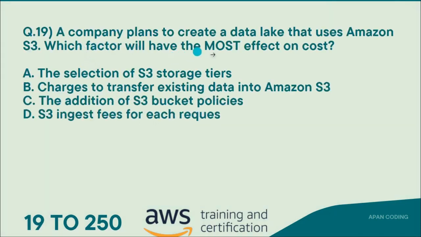A company plans to create a data lake that uses Amazon S3. Which factor will be most effective on the cost? Which one will it be, friends? Here are the four options given. First one is the selection of the S3 storage tiers, the second one is the charges to transfer the existing data into Amazon S3, the addition of S3 bucket policies, and S3 request fees for each request.